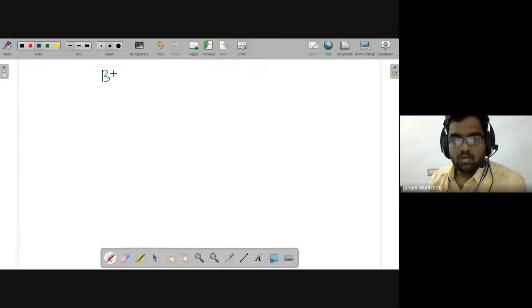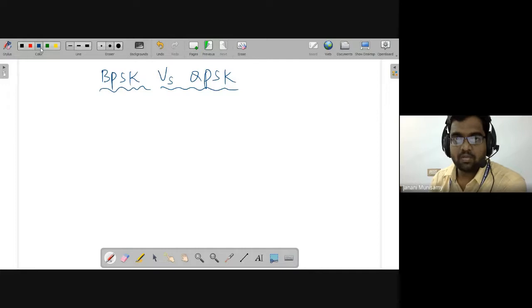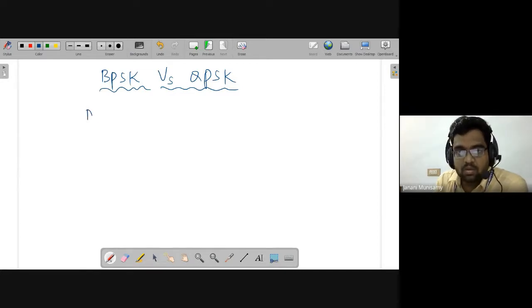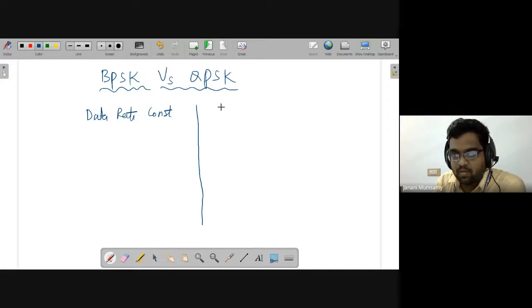So now this is the comparison between BPSK versus QPSK, and also we will recall some of the important related formulas. In case of BPSK, suppose data rate is constant, and then in another way we will consider bandwidth is constant.